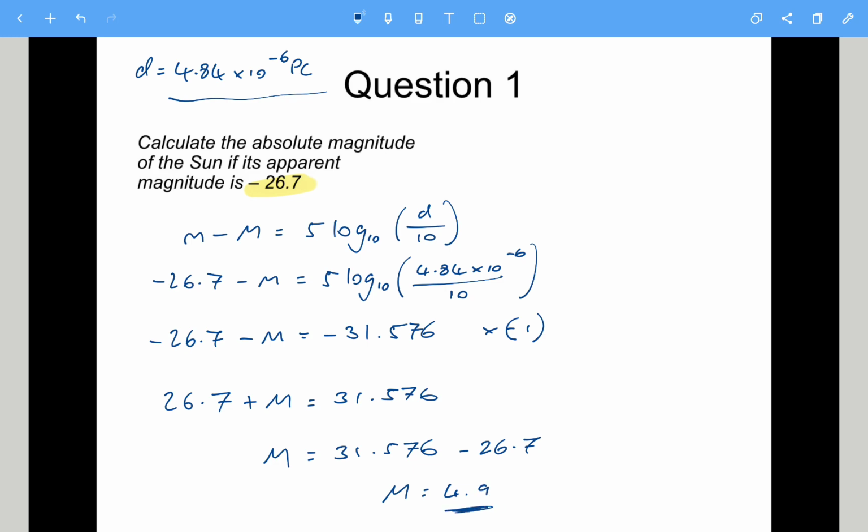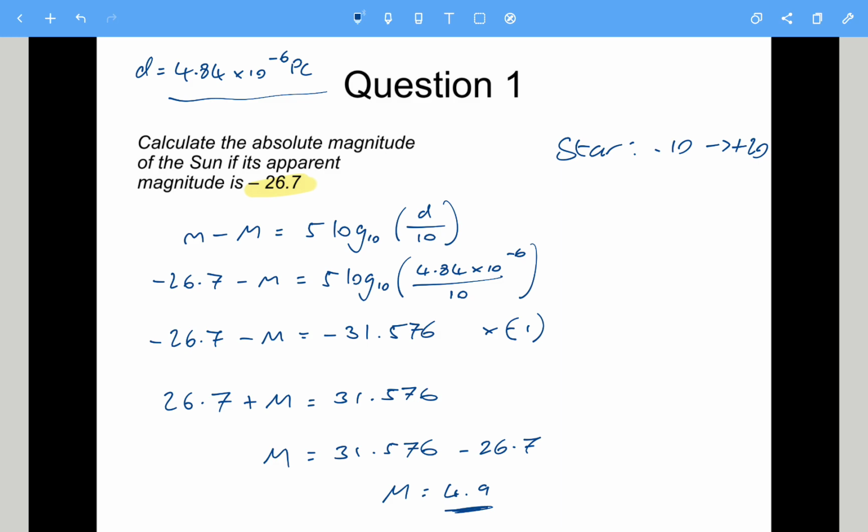4.9. Now you might be wondering, well, that's all well and good, but what does that actually mean? So it's the same as the apparent magnitude. So the lower the number, and as it goes negative, the brighter the star is. So a typical star could go between minus 10 for the really, really bright ones, all the way up to plus 20. So the sun's a very average star, so 4.9 makes sense. Absolute magnitude is going to go much lower.